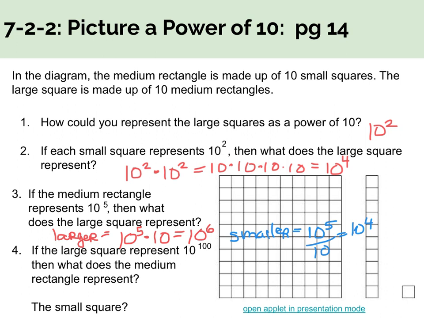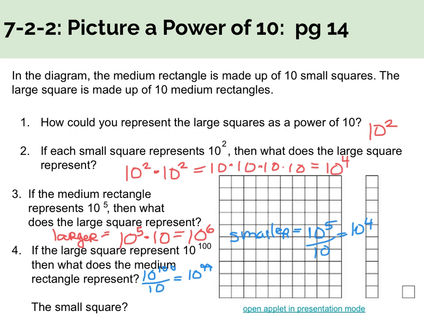And then let's look at number 4. If the large square represents 10 to the 100, then what does the medium represent? And then what would the smaller one represent? Let's talk about the medium first. So we're going to have 10 to the 100, and we're going to divide it by 10, and that's going to be 10 to the 99. So there's 100 10s on the top, 1 on the bottom. And then we know if we do 10 divided by 10, we cross it out and make a 1. Same kind of thing here.